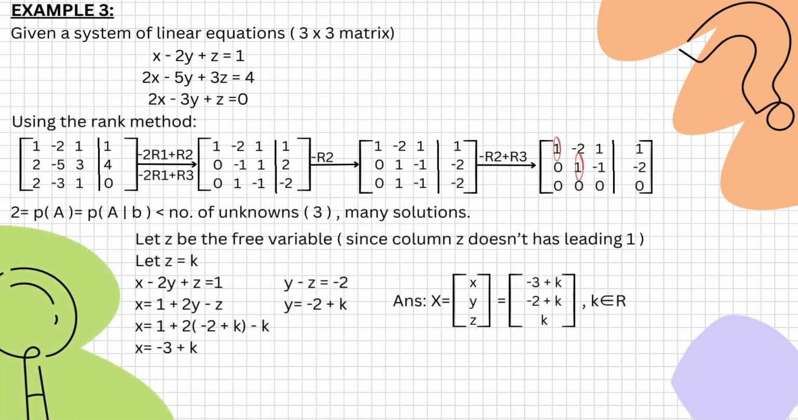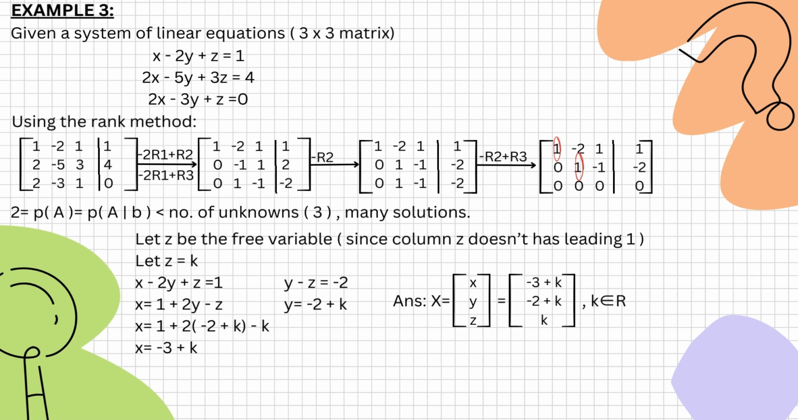Next, we come to example 3, which is given a system of linear equations: x minus 2y plus z equals 1, 2x minus 5y plus 3z equals 4, and 2x minus 3y plus z equals 0. We can write the linear equations in matrix form, which is shown below.